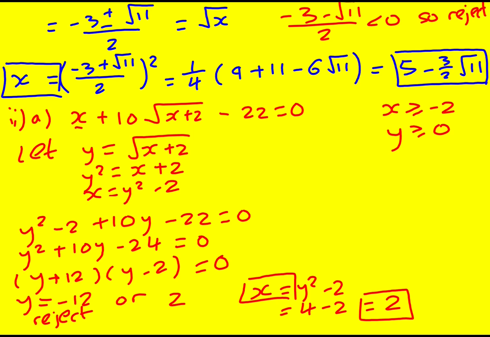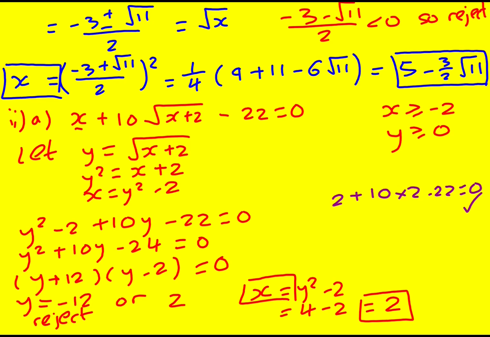Worth having a look at the equation. Is there going to be any problem? Or even substituting it back in to check. 2 plus 10 times root 4, which is 2, minus 22 does indeed equal 0.